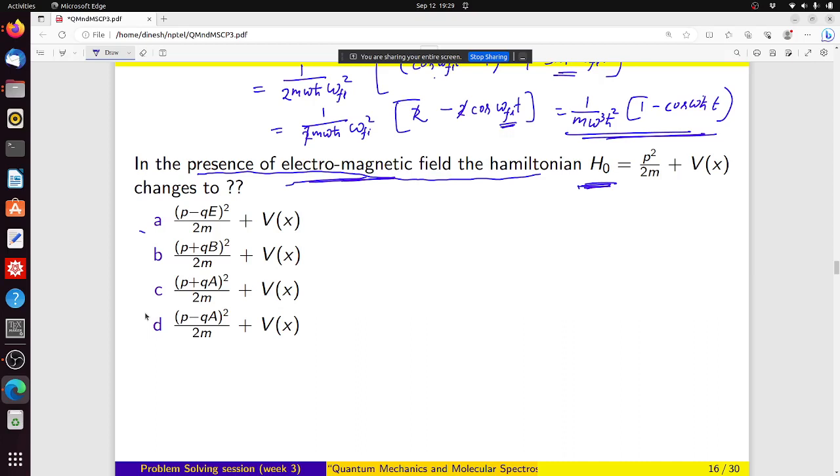Sir, option D. Yeah, right. In presence of electromagnetic field, the total momentum actually changes to P plus P prime, where this P prime comes as minus QA. So this is the right answer, P minus QA, right? Good.